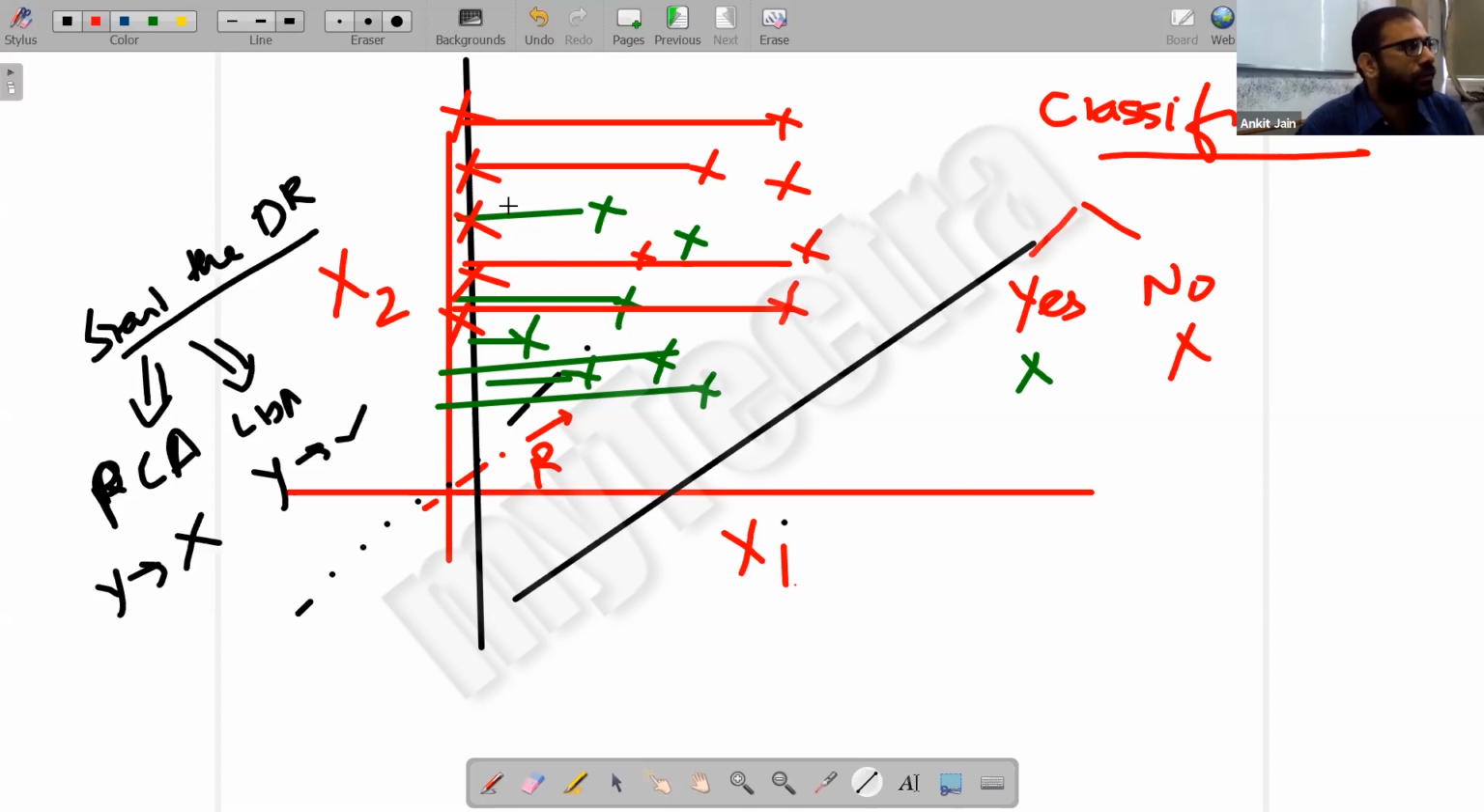But in PCA, this was not the case. It doesn't care whether you're red or green. It just cares that the distance between your endpoints should be maximum. Are you getting the idea? So that is the fundamental difference between LDA and PCA. Okay. So this is about LDA. You can read more on it.